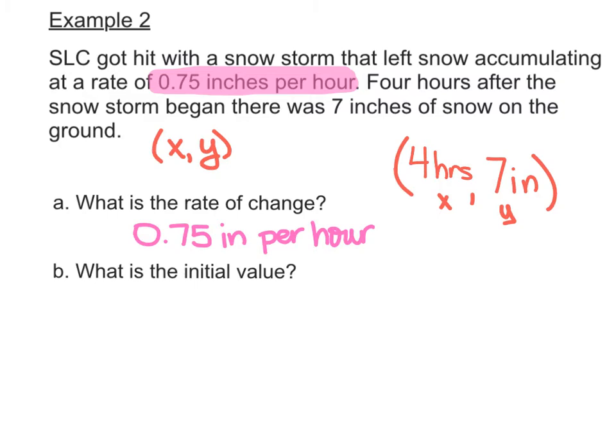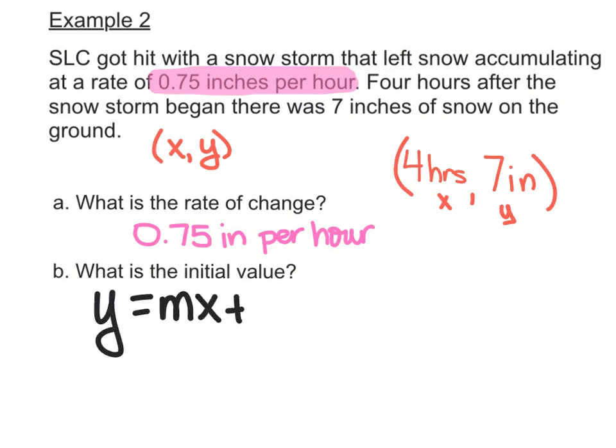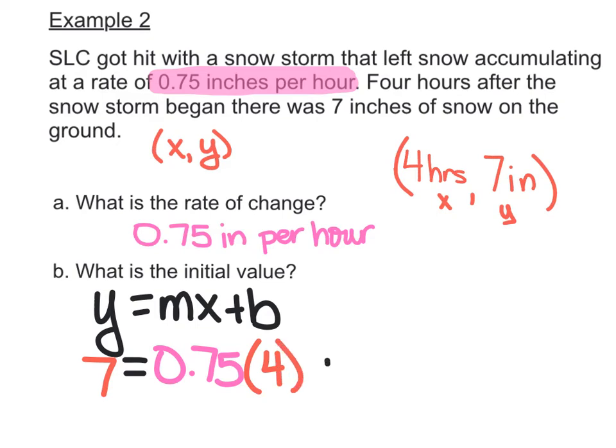I mean, that's just happening naturally. The hours doesn't depend on anything. However, the amount of snow depends on how much time has passed. So I'm going to say this is my ordered pair. Now I can use this xy coordinate to determine my initial value by plugging it into the equation, just like the last time. So there's my general formula, y equals mx plus b. And now I'm going to plug in my y value of 7 inches, my rate of 0.75, my x value of 4, and I'm solving for b.